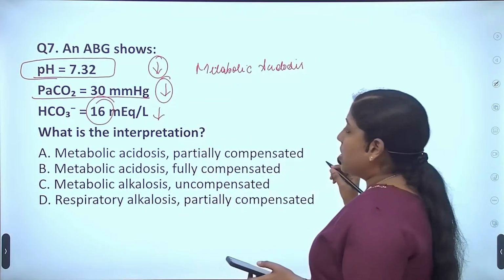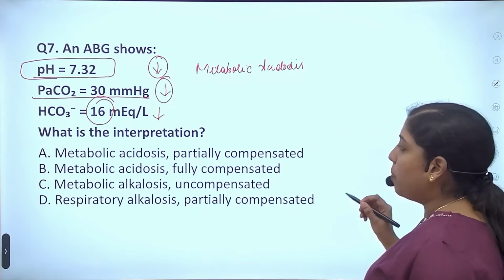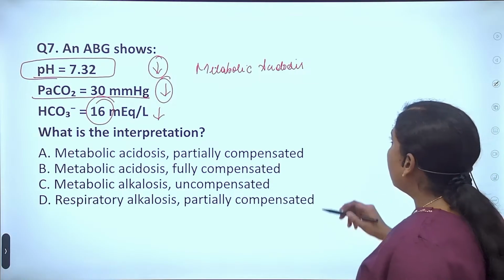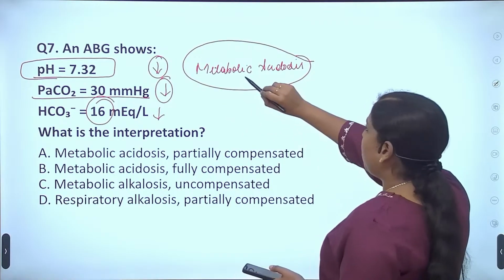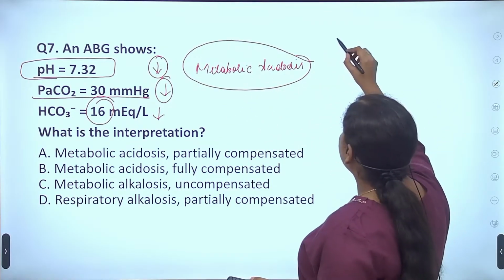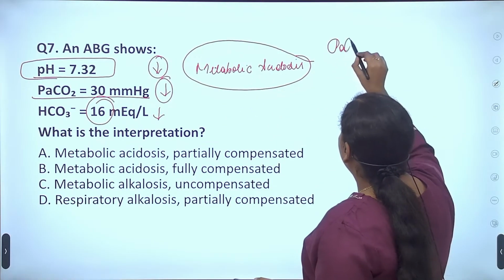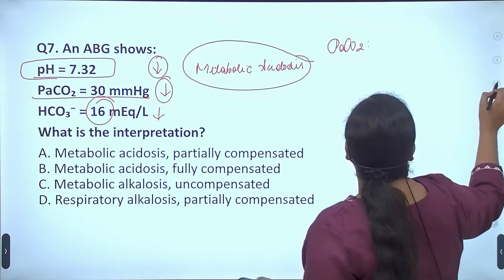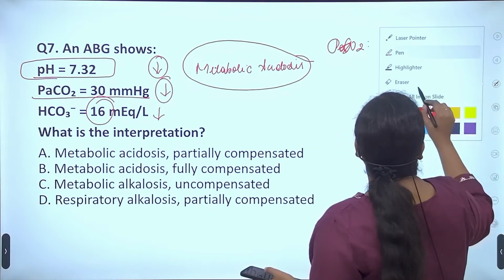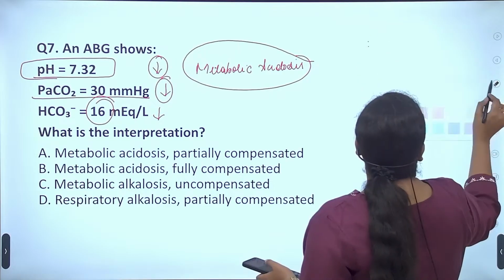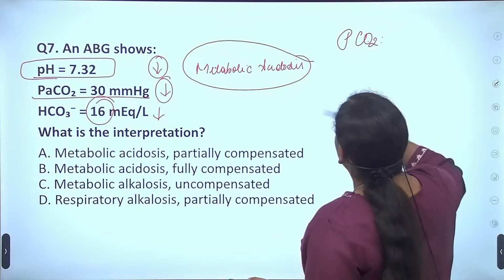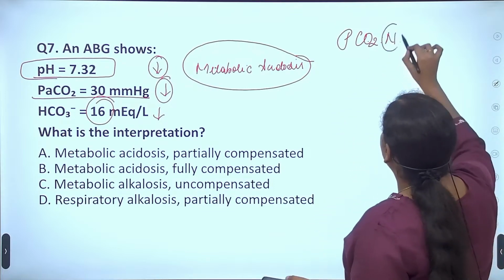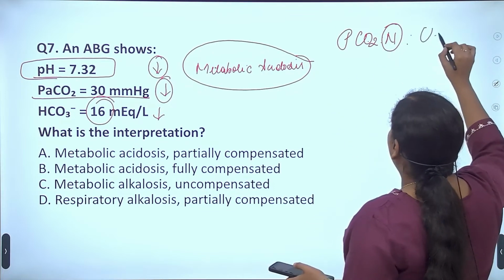Our step 4. Very good. Many students have started answering correctly. Now we will talk about our step 4. In metabolic acidosis, if the problem is metabolic, we have to see the PaCO2 level. Right? We have to see the PCO2 level. So if the PCO2 level is normal, we are terming it as uncompensated.